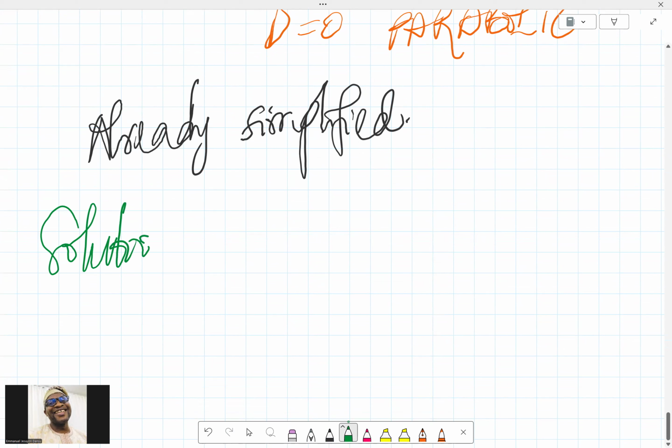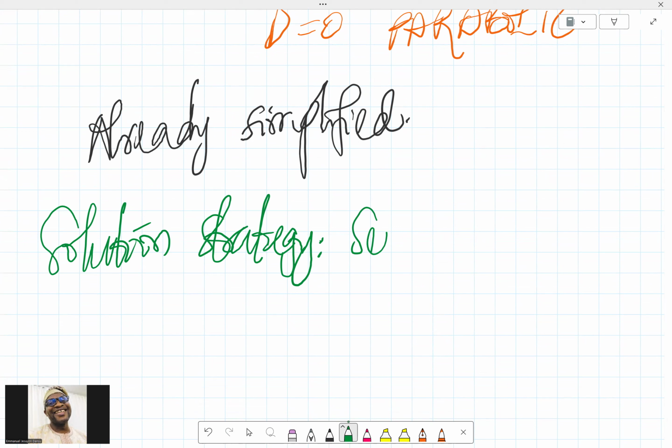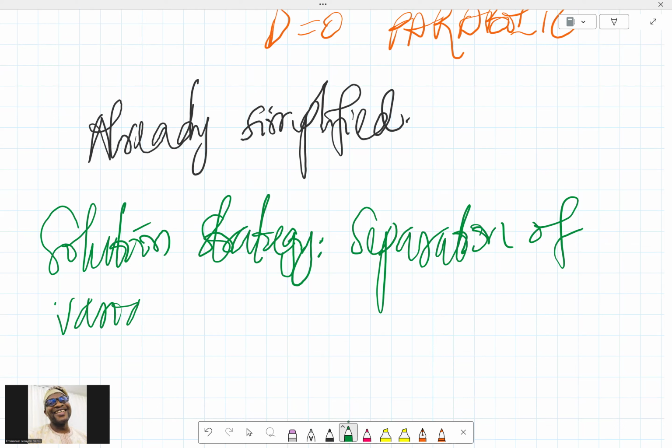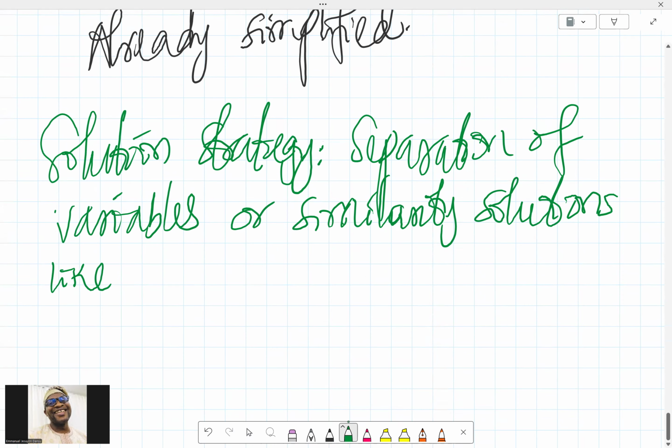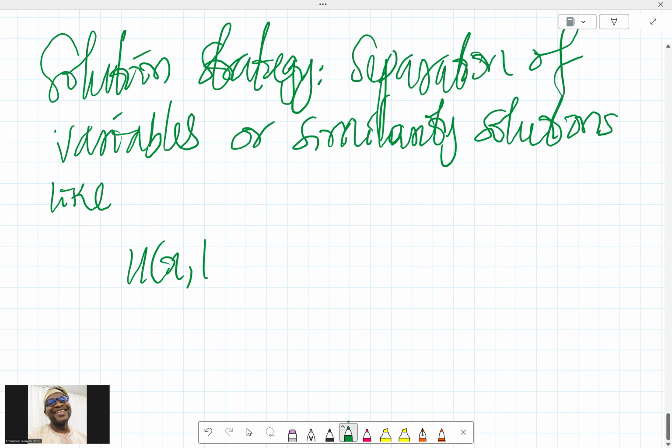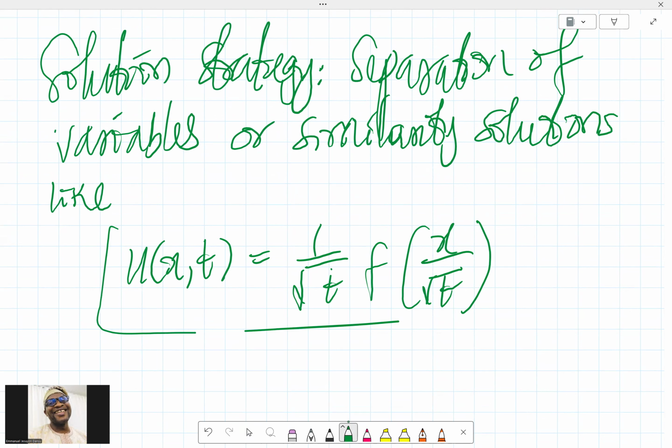Since it's already simplified, we can talk about a solution strategy. We are going to implement some of this in subsequent videos. Separation of variables still works, or what we call similarity solutions, when you have u of x and t equals 1 over root t times f of x over root t. So that's similarity solutions, and we'll see some of this later.